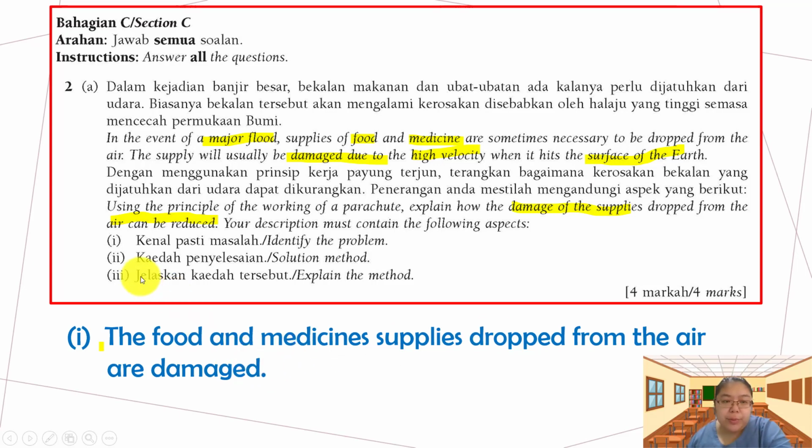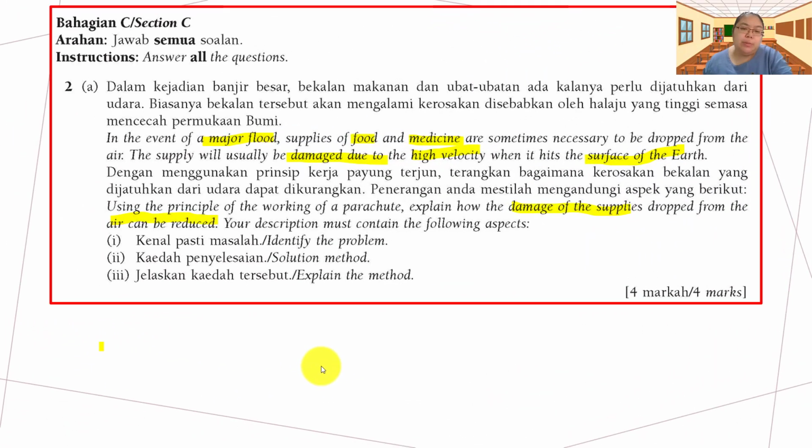Okay, so from here number 2, they ask you how to solve this problem. How to solve? They're using the parachute to reduce. So from here we go to see how to answer number 2. They ask about the solution or method. For 4 marks, maybe you can get 2 points. So first one you get 2 marks, second one maybe you give 2 marks. So that means they can cover the 4 marks.